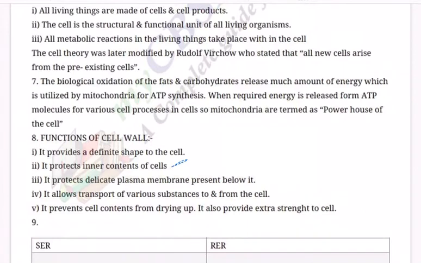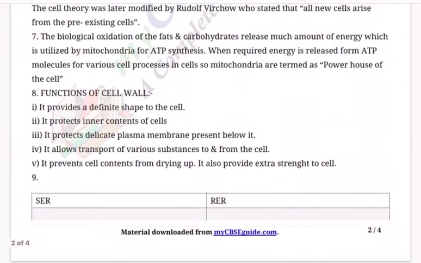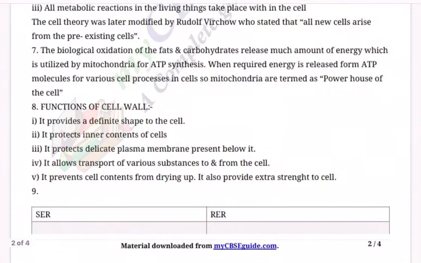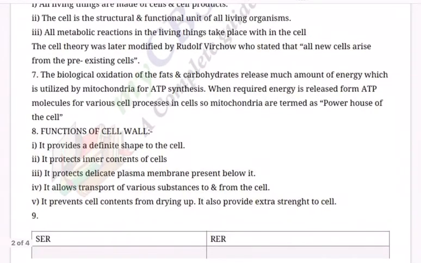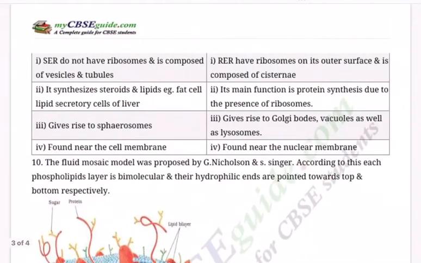It protects the inner contents of the cells very much. It protects a delicate plasma membrane present just below it. It allows the transport of various substances to and from the cell. It is doing guard duty. It prevents the cell contents from drying up. It also provides extra strength to the cell. So these are the very important functions that the cell wall will perform.